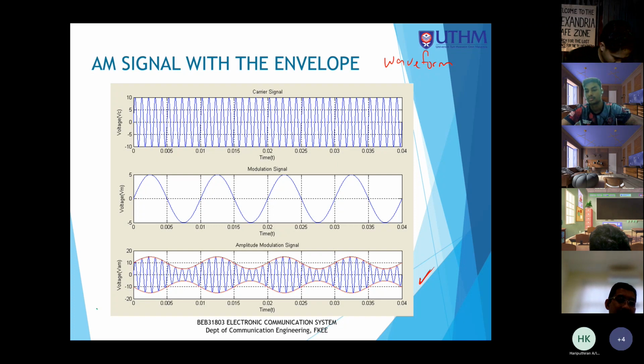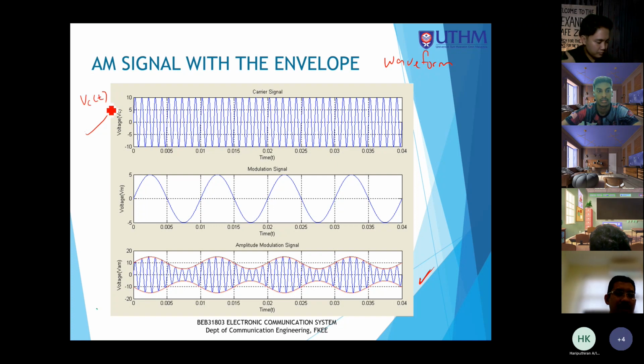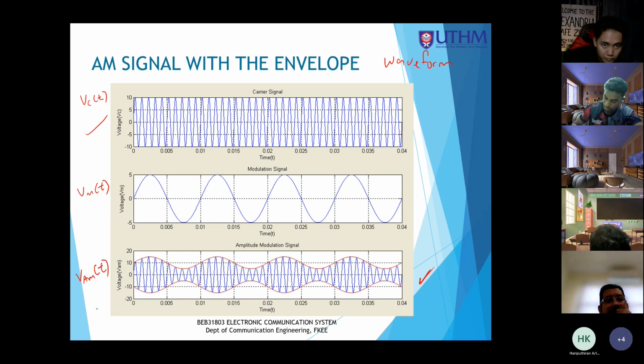Okay, so you lihat yang atas sekali adalah carrier. Carrier di sini adalah VCT carrier signal, dan juga modulating signal VMT, dan yang bawah sini adalah VAMT. Okay, so you lihat di sini carrier signal mempunyai amplitude VC. The maximum is VC. Here is VM. Okay. Dan kalau you lihat dari segi dia punya ripple gelombang itu rapat-rapat, that means dari segi frekuensi FC lebih besar daripada FM.